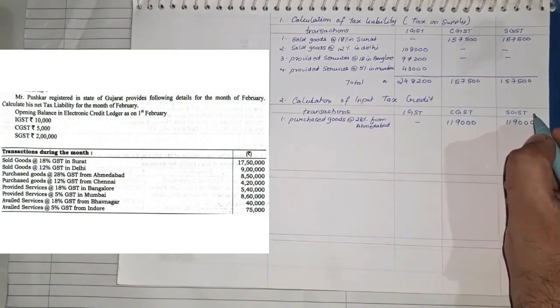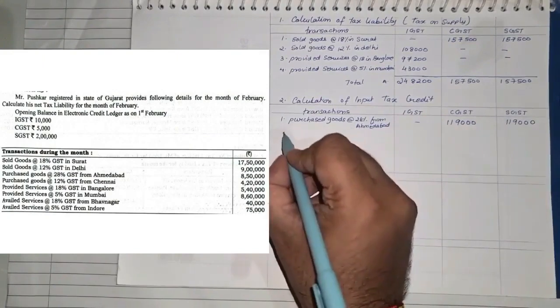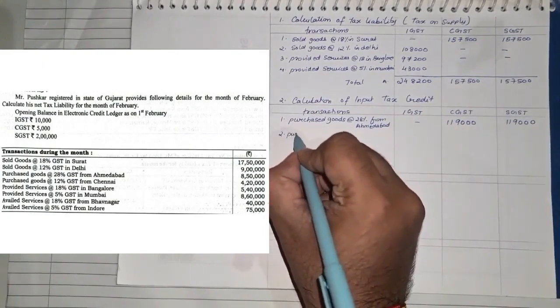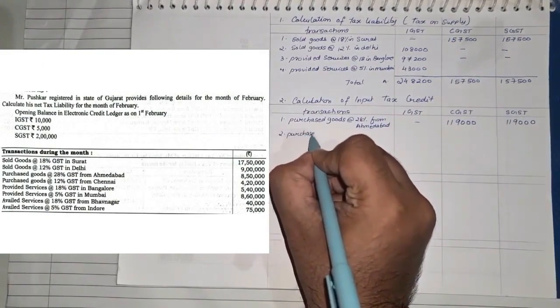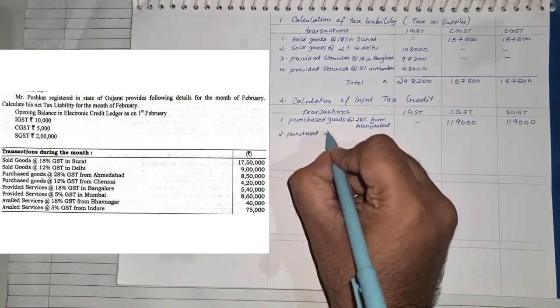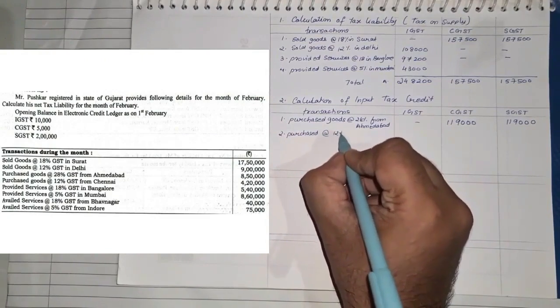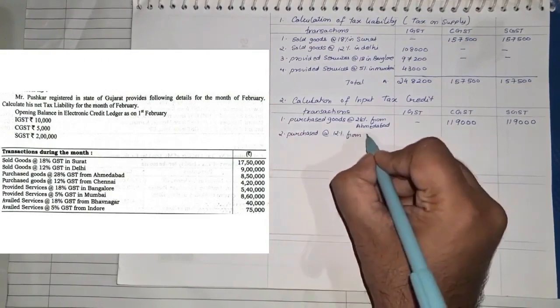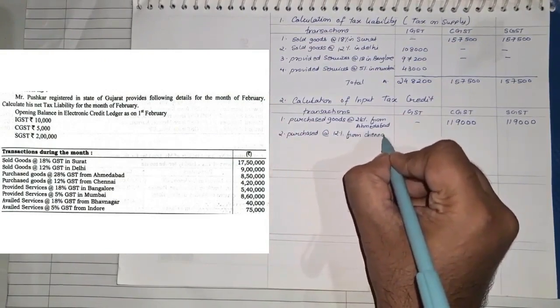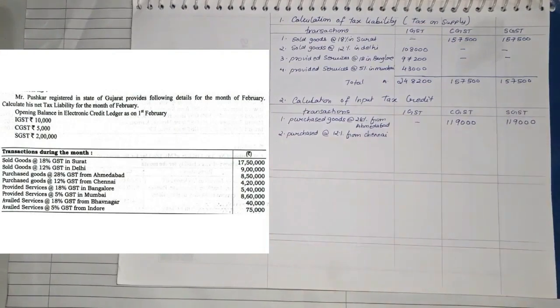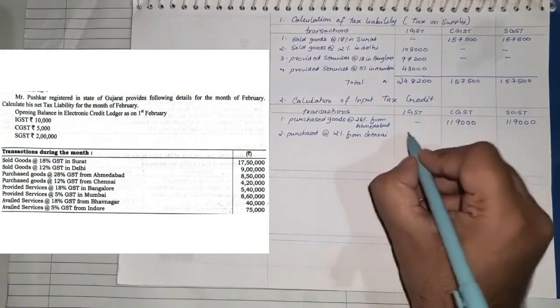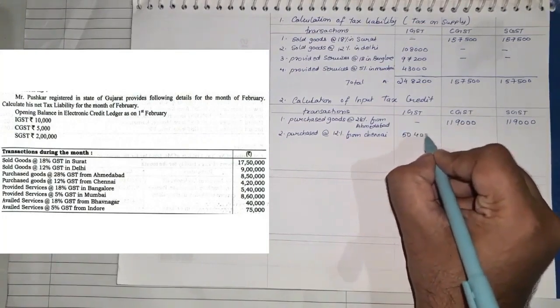Next is again a purchase from Chennai. The second thing is purchase from Chennai. So I write here: purchase at the rate of 12% from Chennai. The value of goods was 4,20,000 into 12%, which comes to 50,400.